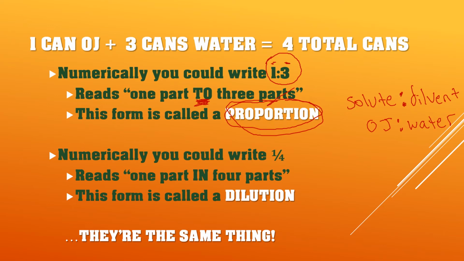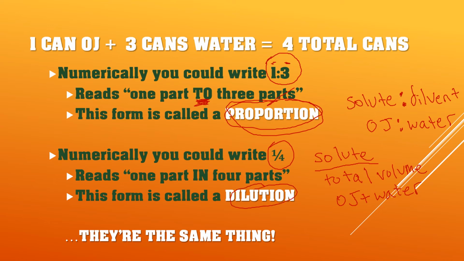Or you could write it as a fraction, and in a fraction you would write 1/4, because in a fraction you would write the solute amount over the total, the entire volume, the total volume after you get finished diluting it. So that would be the OJ plus the water. And that is called a dilution. They're the same thing. They have the exact same information in them. They're just written in 2 different ways.